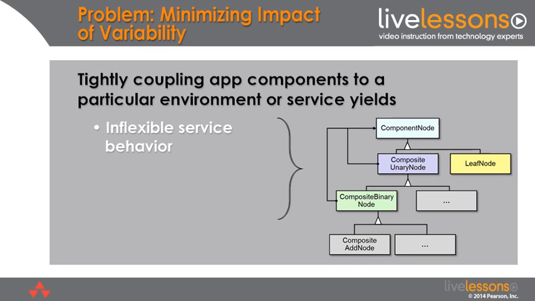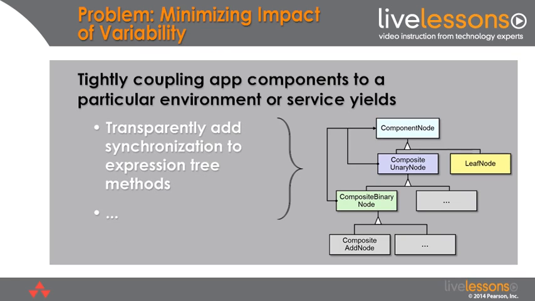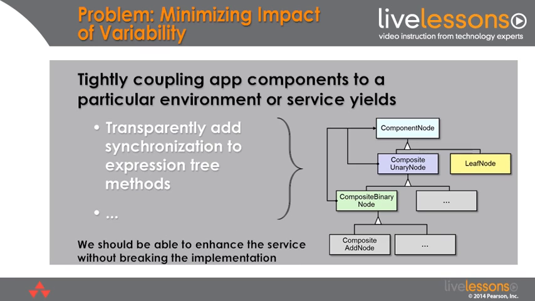Another issue is we don't want to end up with inflexible service behavior. We'd like to be able, for example, to keep the implementation fixed while varying certain properties of the service itself. We might want to transparently add instrumentation for every call to an expression tree operation to log it in some way. Likewise, we might also want to transparently add synchronization to certain expression tree contexts where we may be running in a multi-threaded environment. Once again, we want to enhance the service behavior that's exposed without breaking the implementation we have.